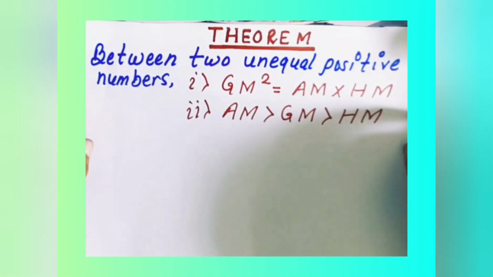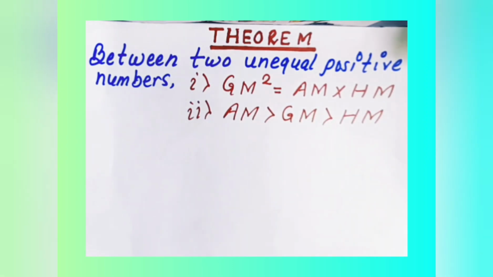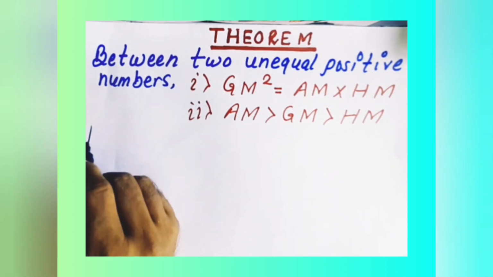See this question. Between two unequal positive numbers, GM square is equal to AM into HM, and AM is greater than GM is greater than HM. Now we are going to prove this one. See this first proof.